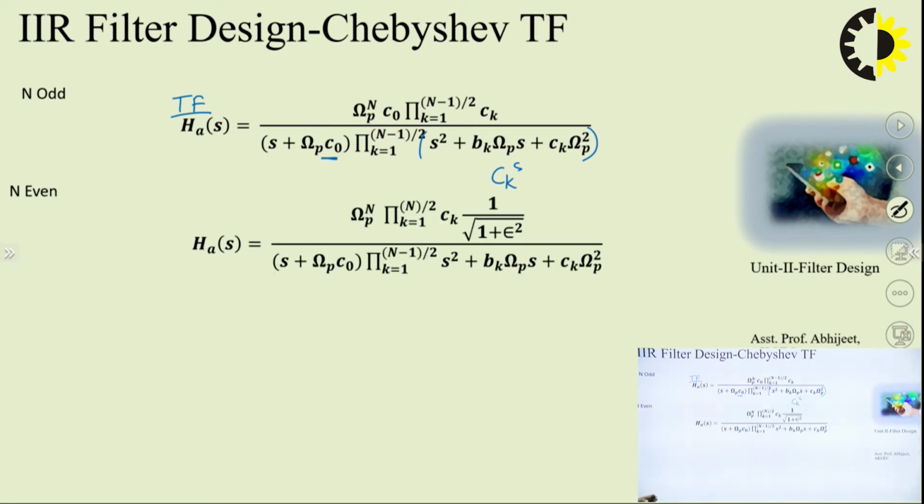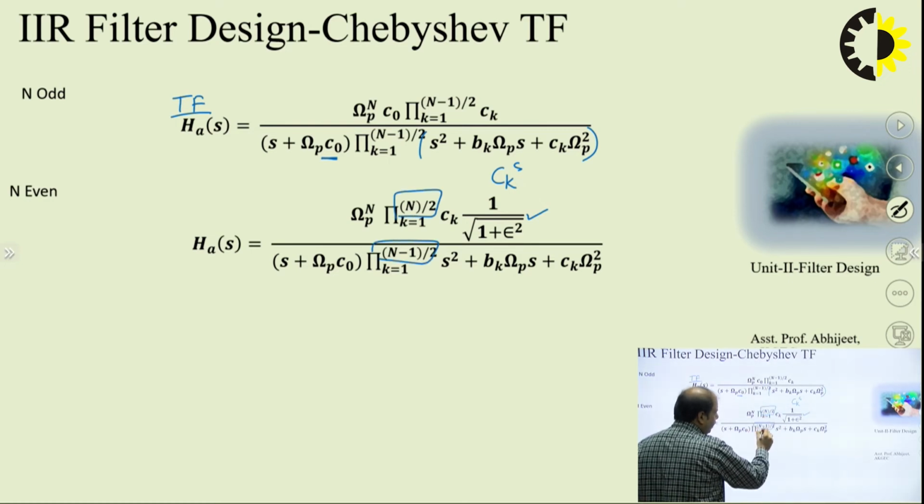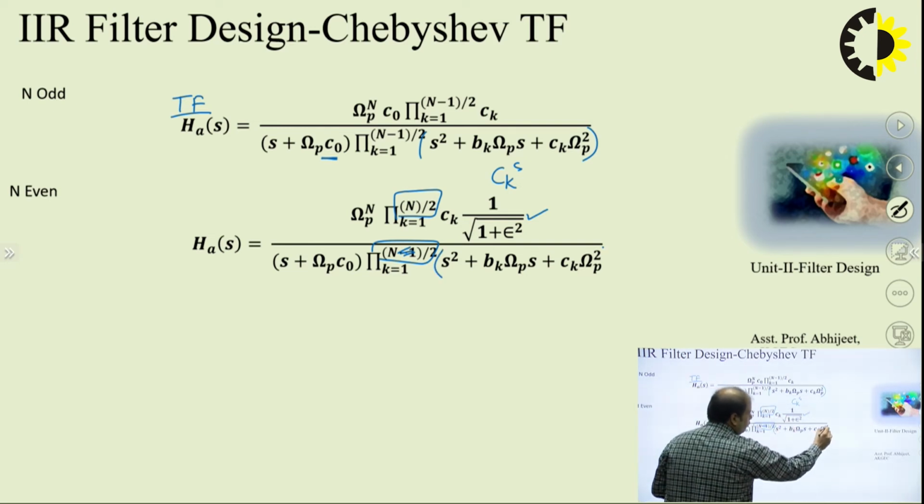For n even, we can again use the same formulation, just that in case of n even, there will be one more factor of 1 divided by the square root of 1 plus epsilon square in the transfer function to make the DC component 1. And again, it will be omega p raised to the power n. The continued product will now be from 1 to n by 2, not n minus 1 by 2, it will be n by 2, and ck and 1 upon the square root of 1 plus epsilon square. So this will be again the continued product of these entities.